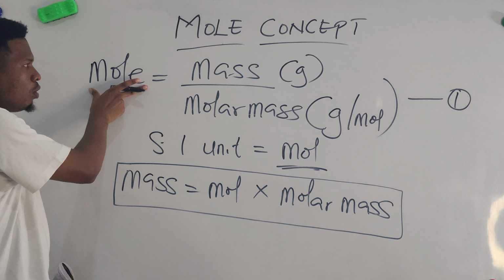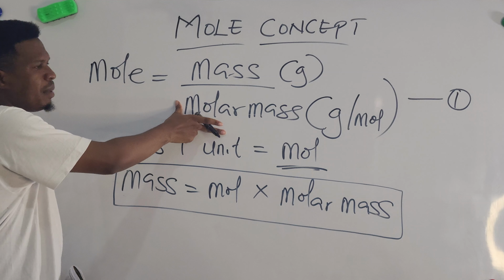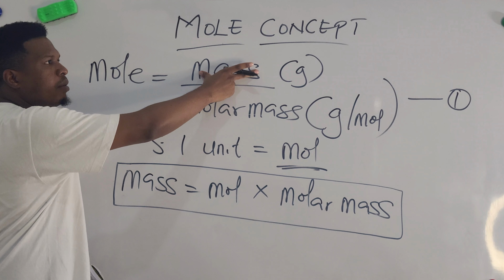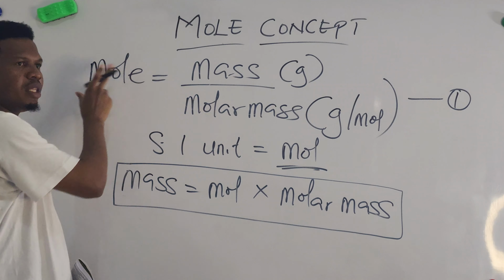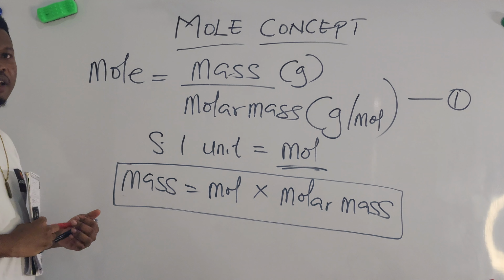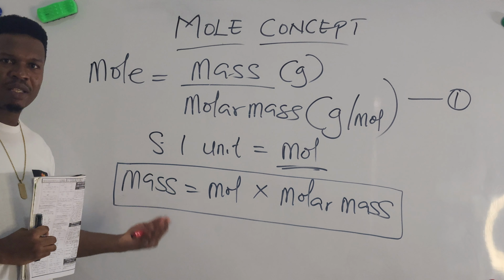You can evaluate the mole. If you know the mole of a substance and you know the molar mass of that compound, you can get the mass. If you know the mass of a compound and you know the molar mass, you can evaluate the mole. So this is the first formula you have to know in mole concept. It's very, very important because you can apply most of these formulas when you get to topics like stoichiometry and the rest of them.